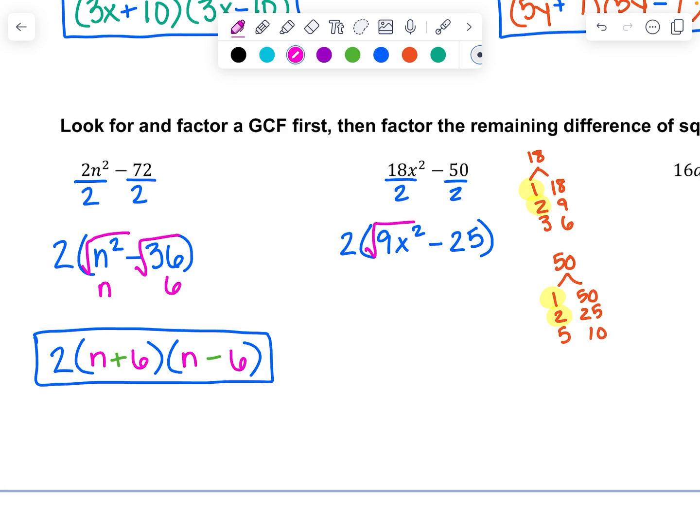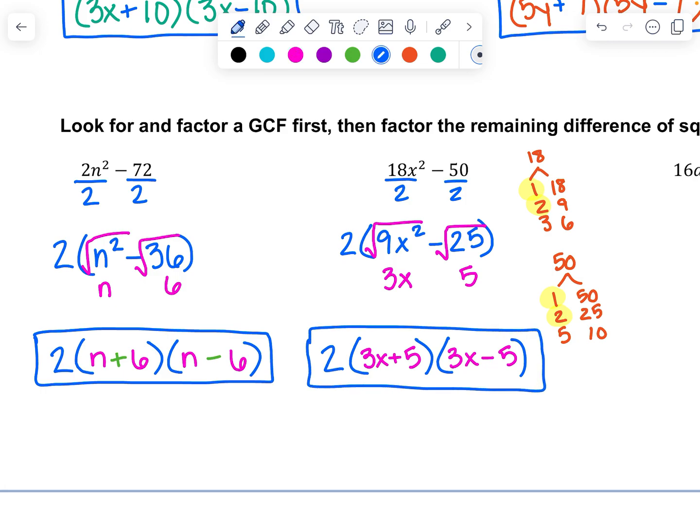All right, same thing. I'm going to take the square root of each term inside my parentheses, leave that 2 out front, set up my 2 sets of parentheses. The square root of 9x squared: square root of 9 is 3, square root of x squared is x. Over here, the square root of 25 is 5. So I'm going to set each one of these within my parentheses. 1 plus, 1 minus. Again, make sure you have that GCF of 2 staying in front the whole time.